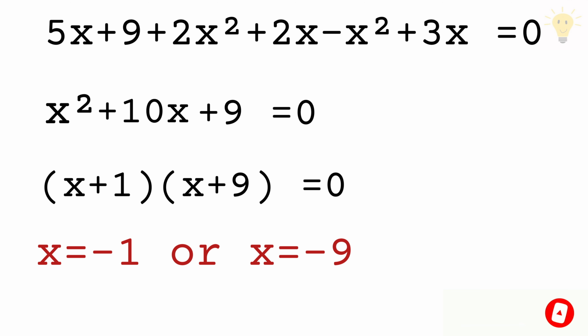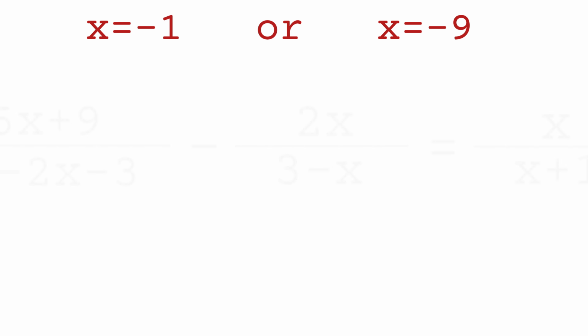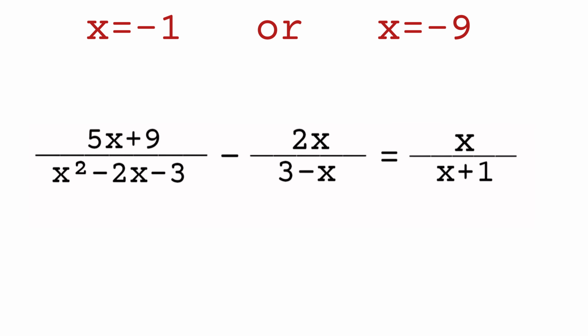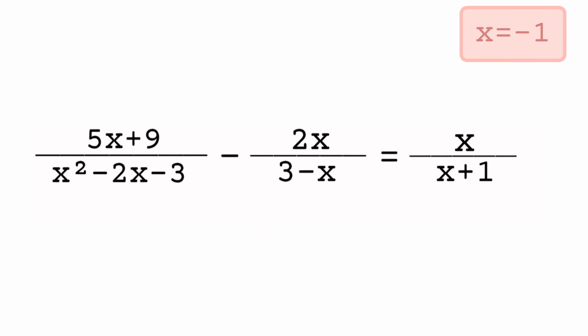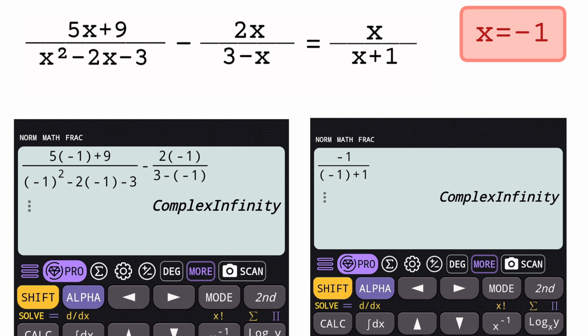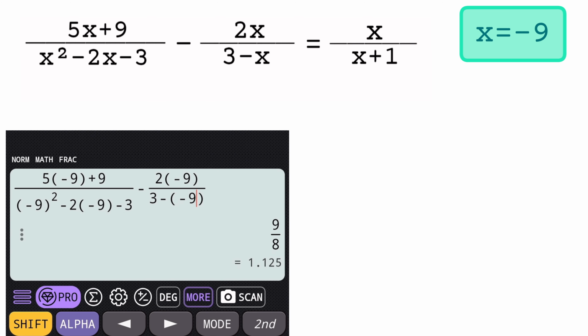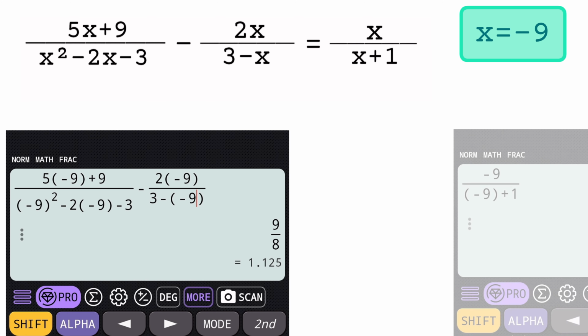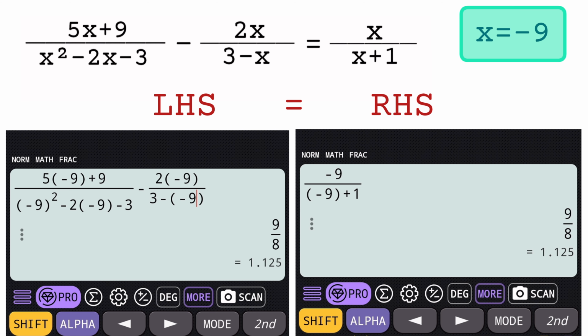Now that we have the x values, we have to see if these are the right x values by substituting each x value with x on the original equation. The correct value of x will balance the left side of the equation with the right hand side. Substituting minus 1 with x into the original equation gives us an undefined answer, and that is because a division by 0 is undefined. If we substitute minus 9 with x into the original equation, on the left side of the equal sign we get 9 over 8, and on the right side we also get 9 over 8, so minus 9 is the right solution.